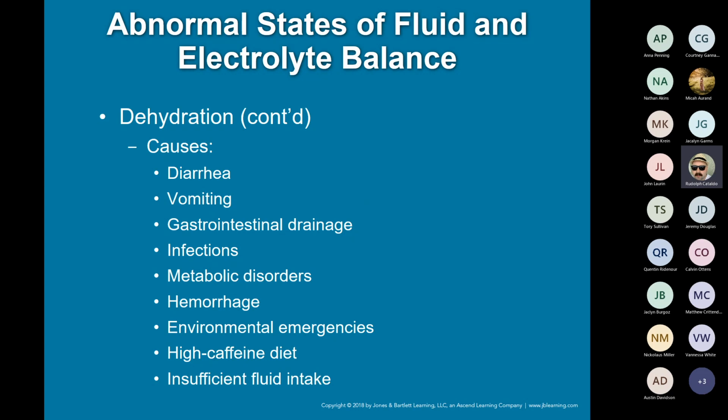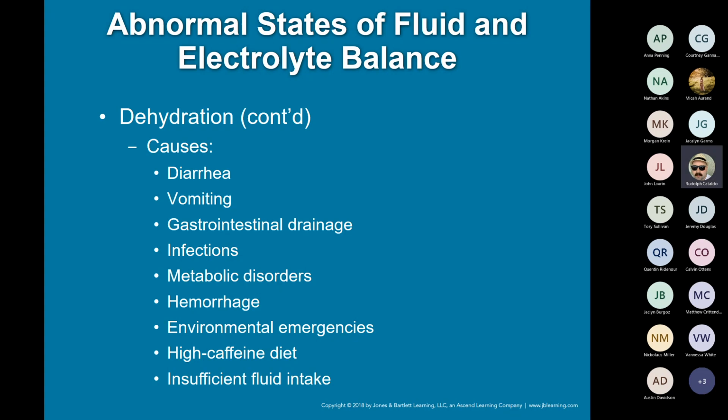Infections will cause dehydration. As you have an infection, your body raises its temperature. It has these little, almost like fighters inside of us called pyrogens. And when an infection is detected, these pyrogens kick in, and their job is to raise our body temperature, to try to burn out whatever the bad stuff is. Well, by raising our body temperature, we burn through fluid faster.